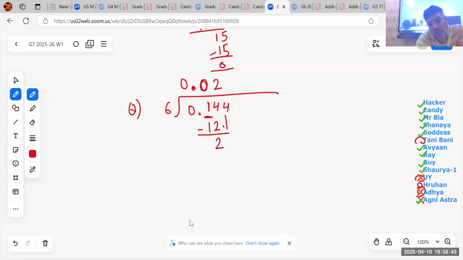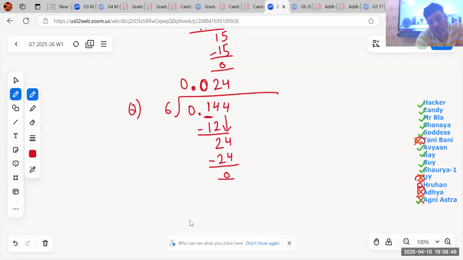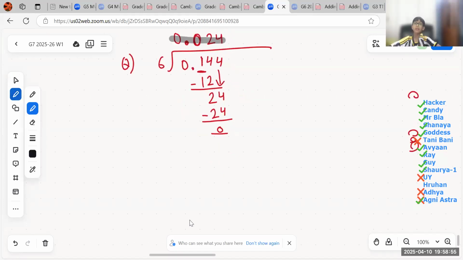Okay. So when it came to 24 divided by 6, I mistakenly wrote 6. So that's my answer. So it was a division error. But the points should be equal because all three of us, the point will be equal on Mr. Ba and Shaurya. I already told ma'am.